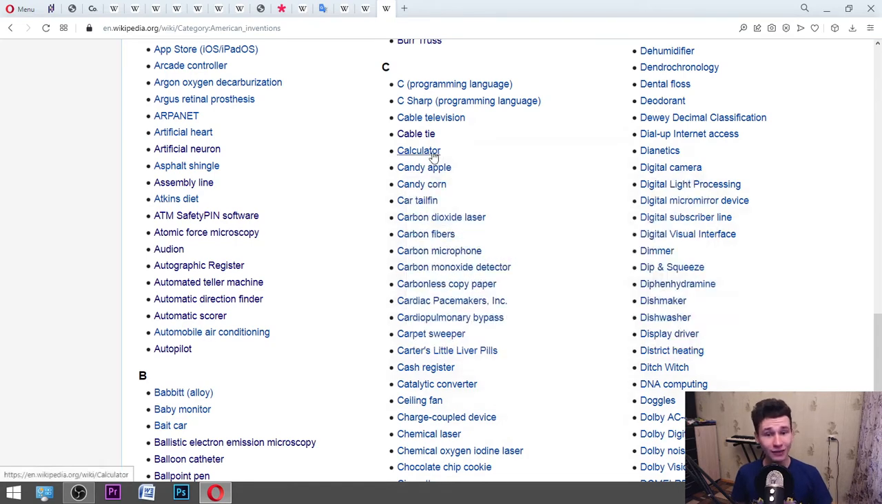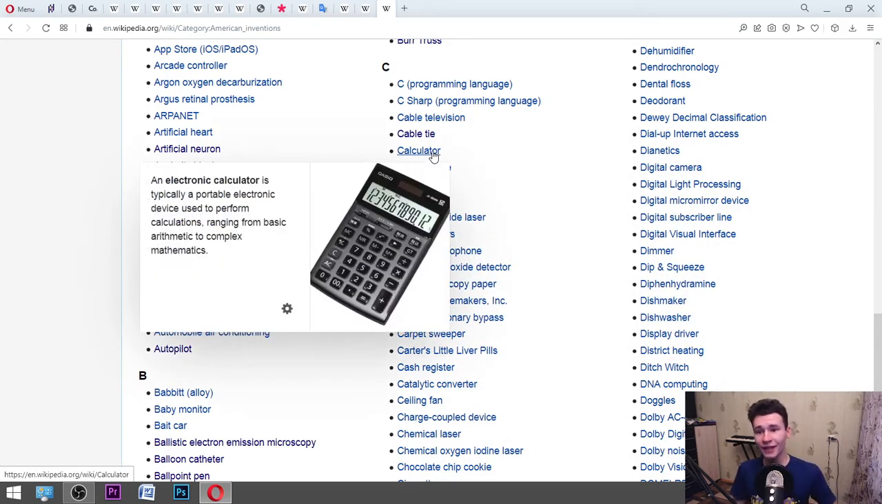Okay, a calculator, by the way, interesting. An electronic calculator is typically a portable electronic device used to perform calculations ranging from basic arithmetic to complex mathematics. It is like limits you can calculate on it, and also you can type in the numbers, and it will be interesting. You have some plus and minus, and also divide, and also multiplication, and equals, and it is the game. And I remember how I was playing with a calculator in my childhood. It was interesting, by the way.